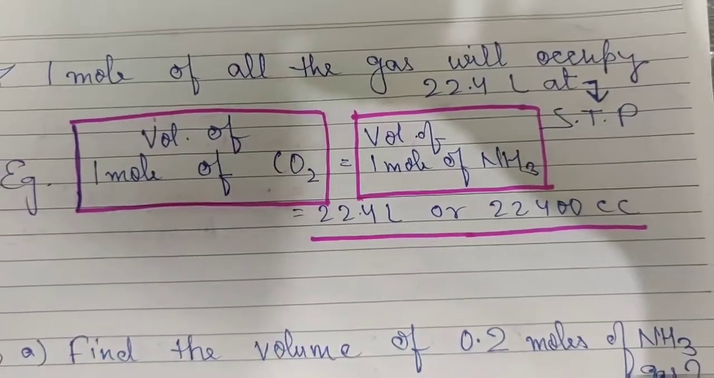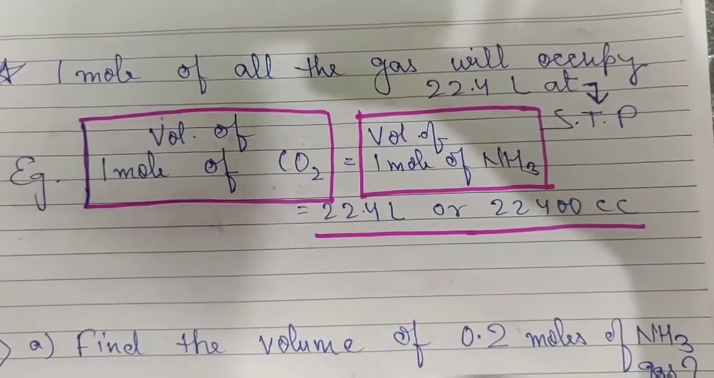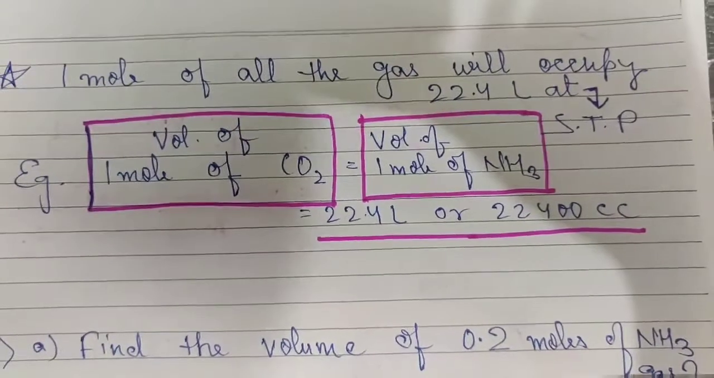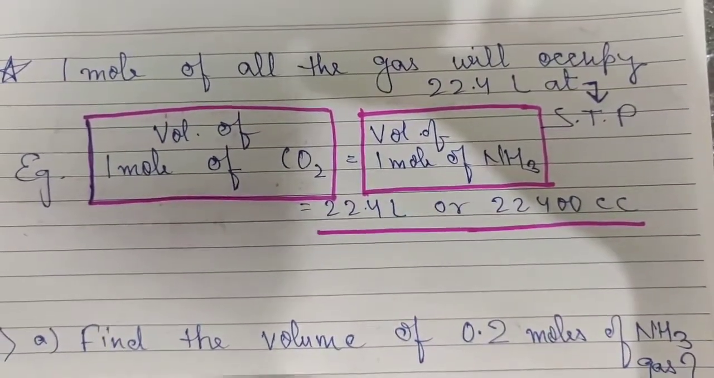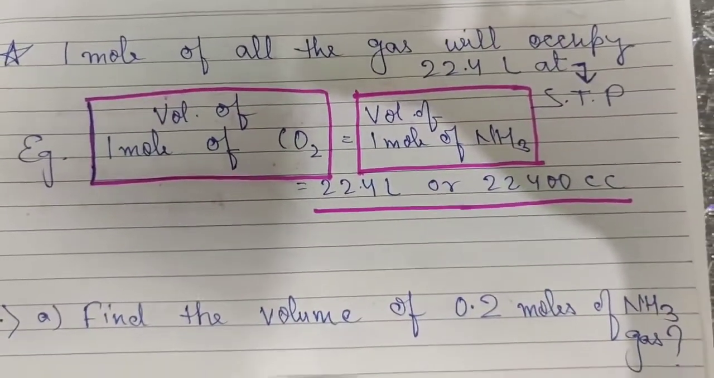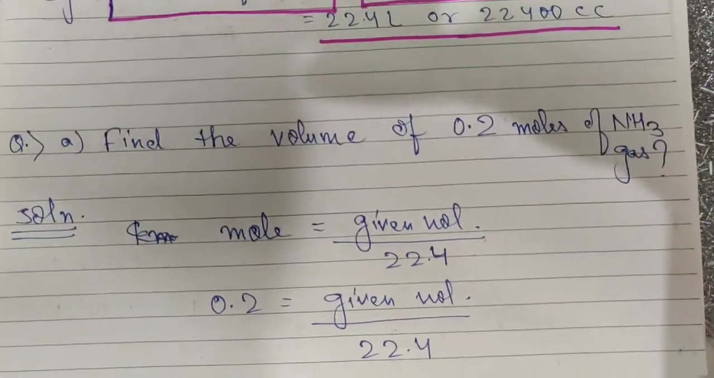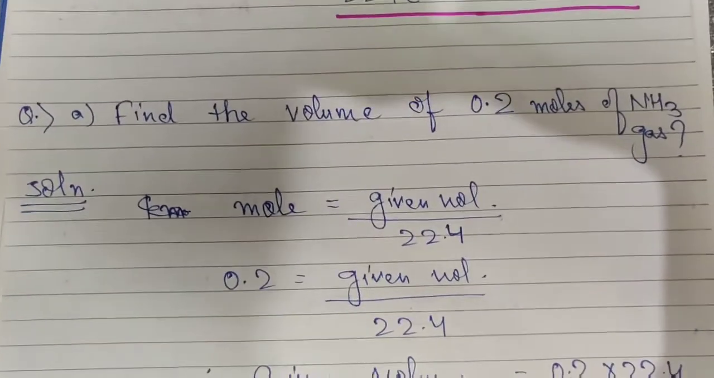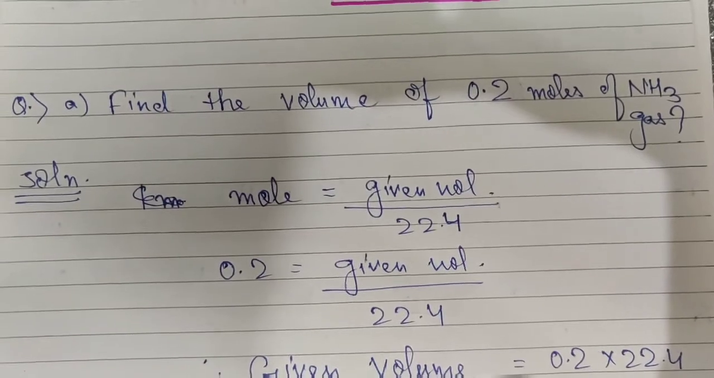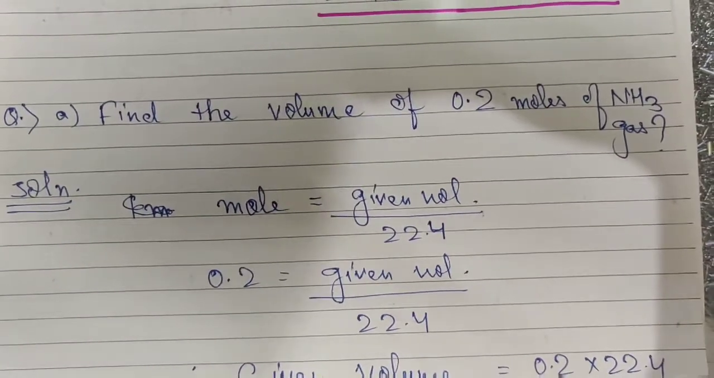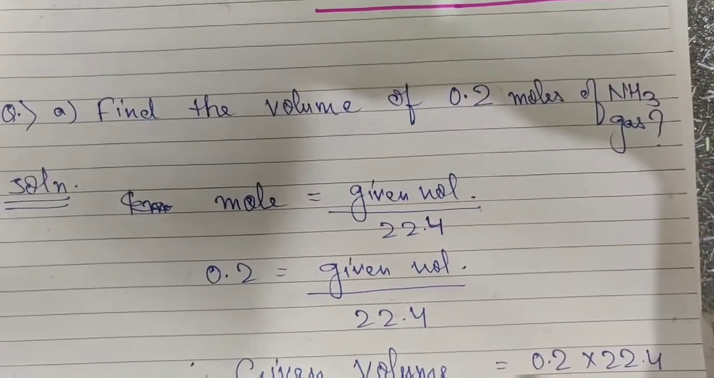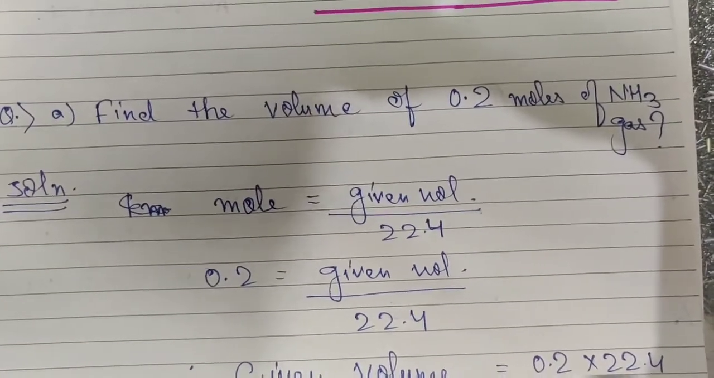So these are basically illustrations of those formulas only. I have written those formulas now in sentence form to make it more clear. Now I am coming to some simple questions to make it more clear, children. First question is: find the volume occupied by 0.2 moles of ammonia gas.